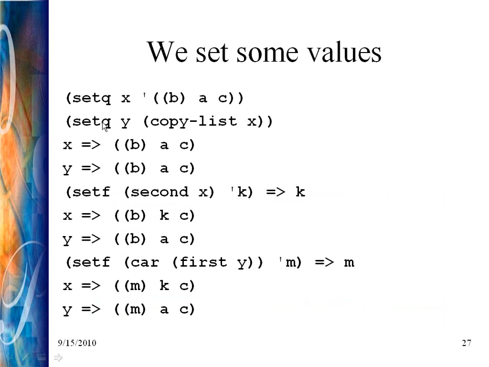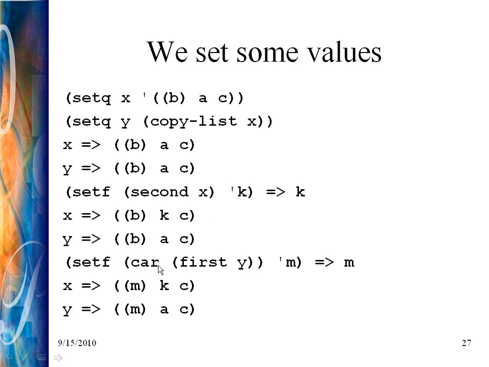So there we go, and we do copy list, so there's X and Y. If we change the second value of X, that is the symbol A, to the symbol K, we change the list X, but the list Y is unchanged.